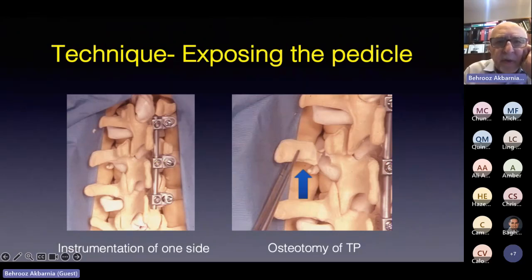This is just showing you the sawbone. This is the transverse process osteotomized and then free, and then create room for the pedicle. Already the other side has been stabilized, and that gives some correction. And sometimes you can do distraction or whatever to create space, but you have to do it obviously with care.